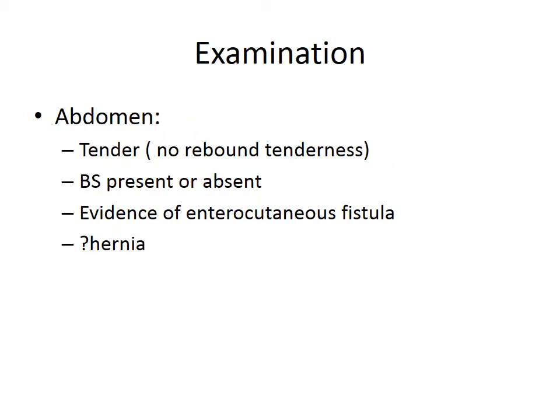In terms of the exam, as with any surgical patient, you want to ascertain if the patient is anemic or not. So you're looking at the hands, pallor of the palmar creases, and at the conjunctiva. At the abdomen, you want to determine where the abdomen is tender, and you want to rule out rebound tenderness, which again is a sign of peritonitis. You want to ascertain whether bowel sounds are present or absent, if there's any evidence of enterocutaneous fistulas, previous surgeries, or any hernias, which may be giving rise to the patient's presentation if he does indeed have a strangulated or incarcerated hernia giving rise to the acute abdomen.